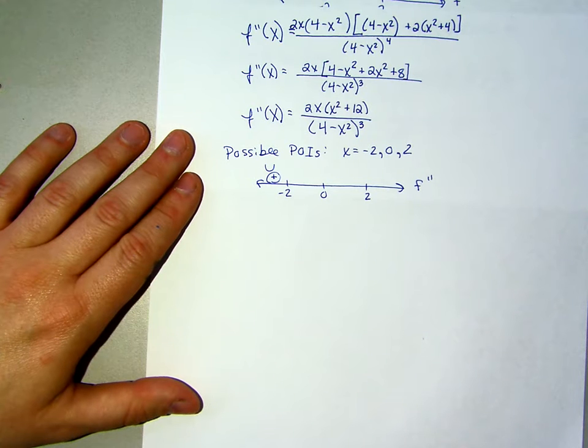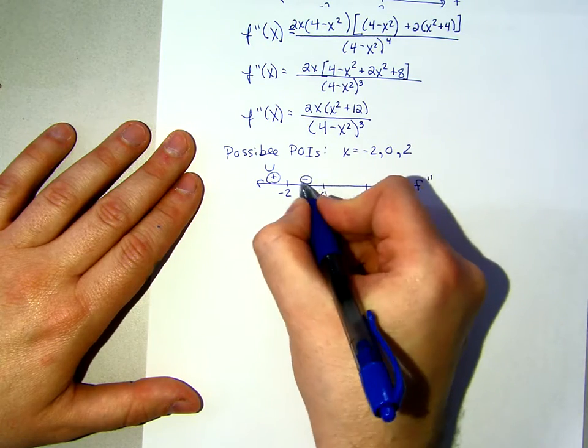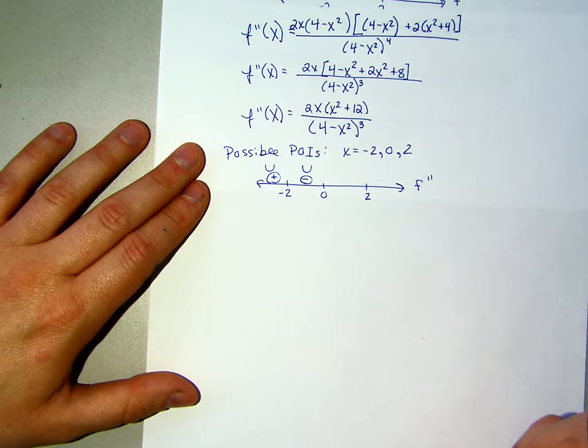-2 to 0. -1. Plug that in. What do you get? I am not sold there. I'm thinking negative. Top is negative, bottom will be positive, so negative there. Plug in 1.